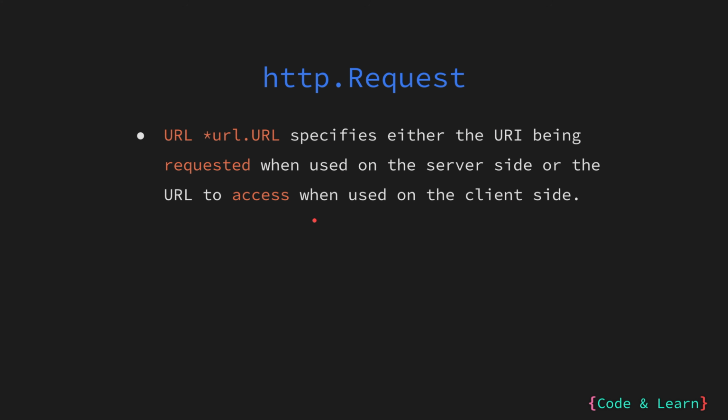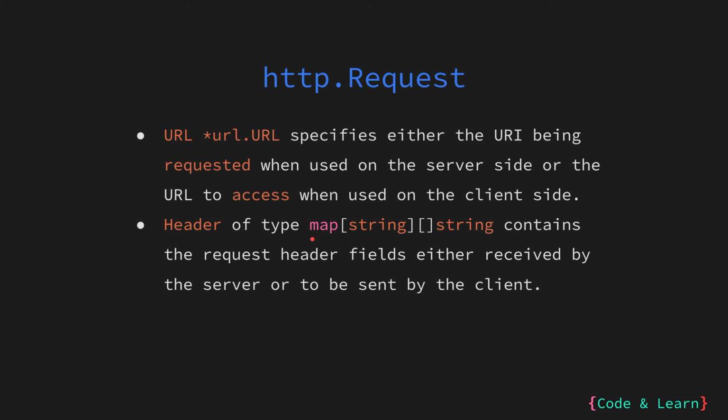Next, we have the URL. The URL specifies either the URI being requested when used on the server side, or the URL to access when used on the client side. So this is basically the server URL you are trying to access. Header is a field of type map of string to a slice of string, that is, the key is a string and the value is a slice of string. It contains the request headers either received by the server or sent by the client. So you can use it on the server side to access headers set by the client, or on the client side to set headers like the Authorization header.